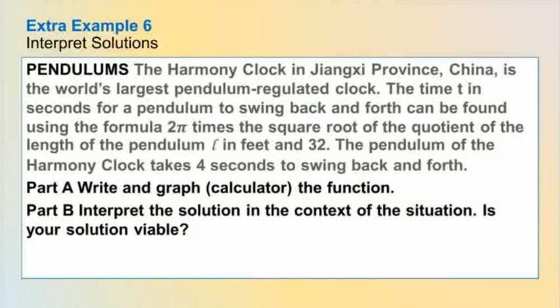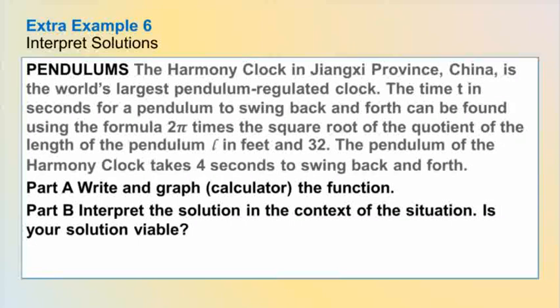And our last question, the harmony clock in the province of China is the world's largest pendulum regulated clock. The time t in seconds for a pendulum to swing back and forth can be found using the formula 2 pi times the square root of the quotient of the length of the pendulum L in feet and 32. The pendulum of the harmony clock takes 4 seconds to swing back and forth. Part A, write and graph and use graphing calculator to graph the function. And part B, interpret the solution in the context of the situation. Is your solution viable?